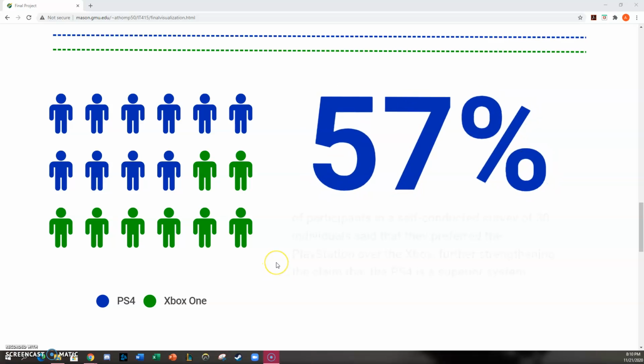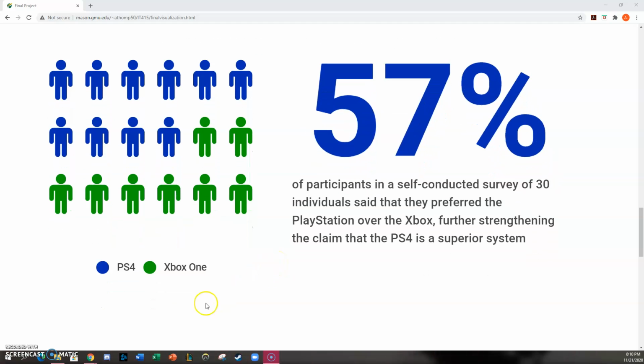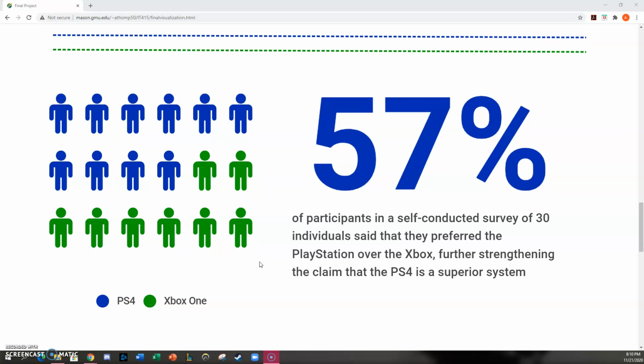Next, if we go to the results of my personal poll, we had 57% of people in a 30-person survey say that they preferred PlayStation over the Xbox, PlayStation 4 over Xbox One, again indicating that they have a superior system. I didn't really go too much into detail about the specs of each system, such as the graphics and other components like that. This is purely off of preference and opinion.